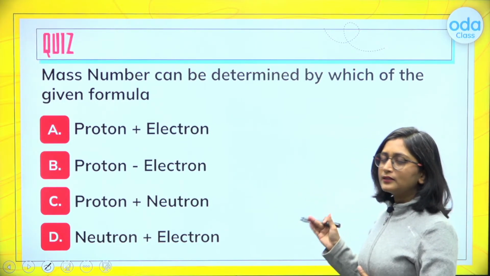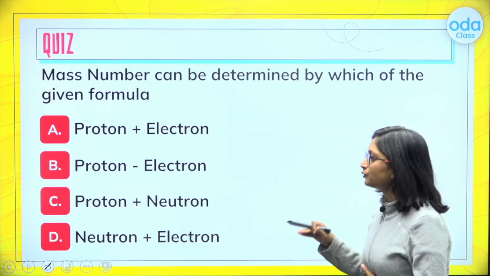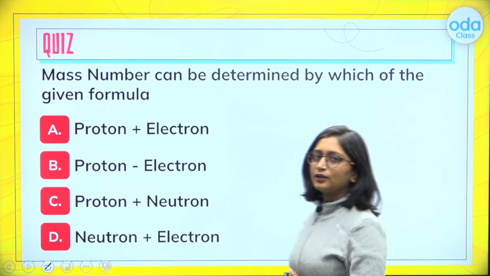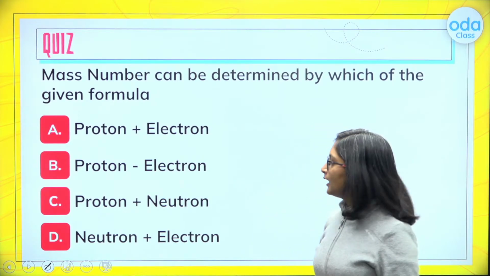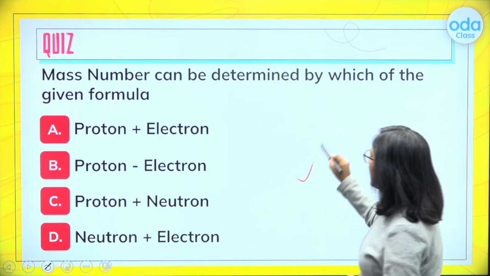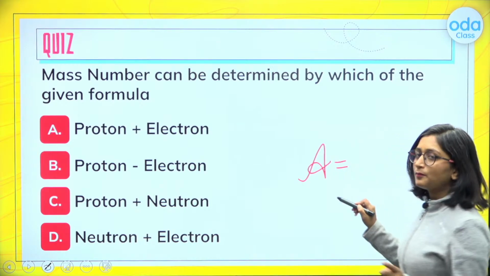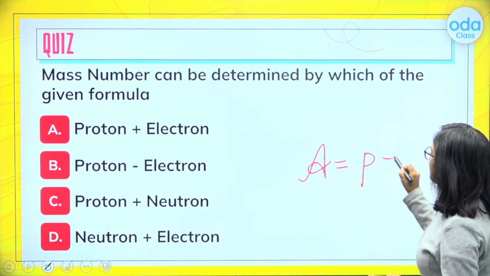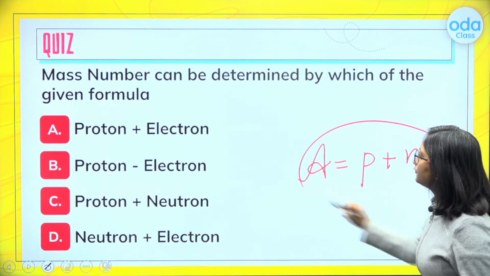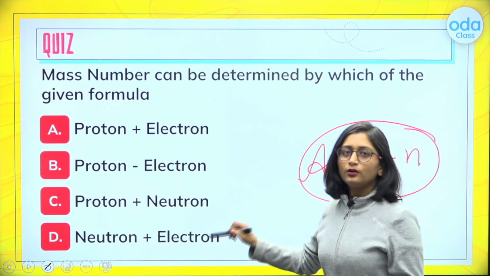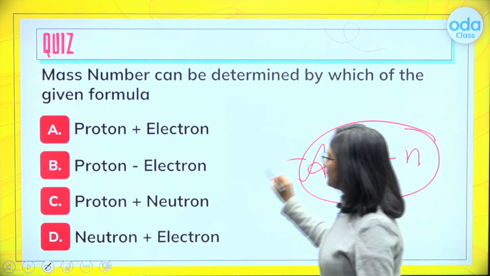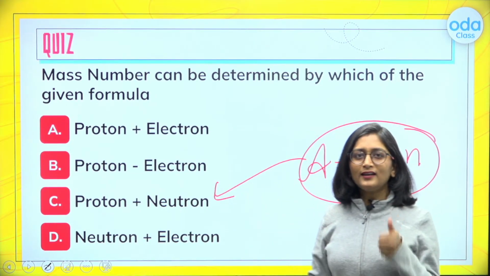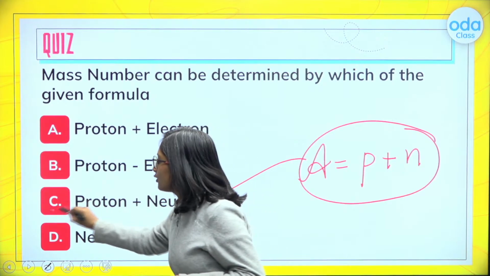Is it proton plus electron, proton minus electron, proton plus neutron, or neutron plus electron? Which of the following suits the mass number? In this case, we can say that the mass number or atomic mass is the number of protons plus the number of neutrons. So which option satisfies the demand of the question? That would be proton plus neutron, right? So yes, C is the correct option.